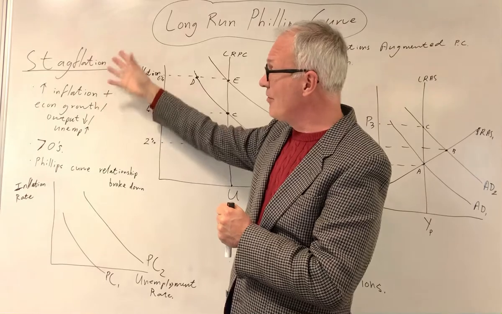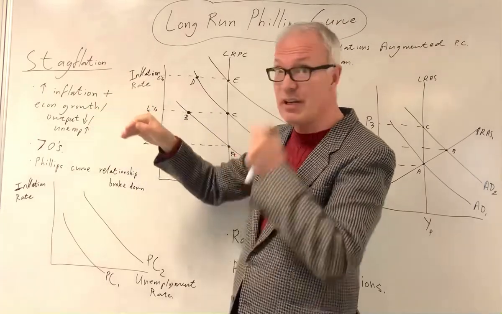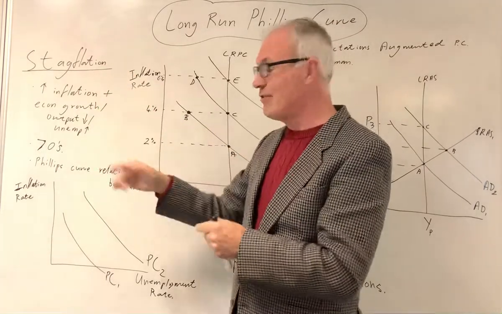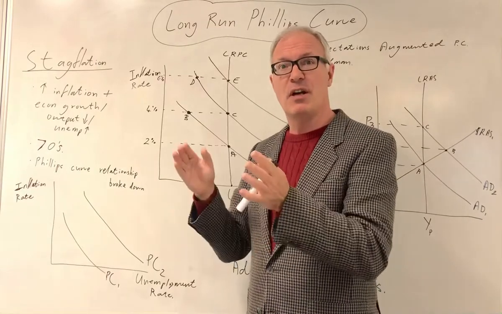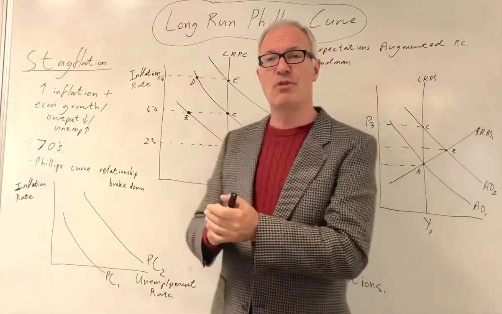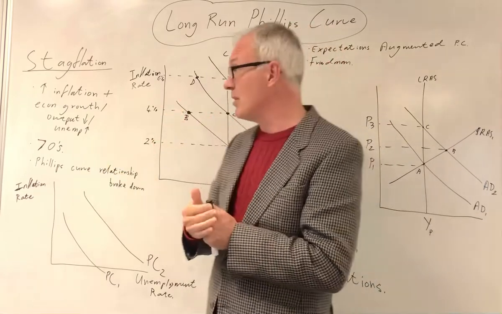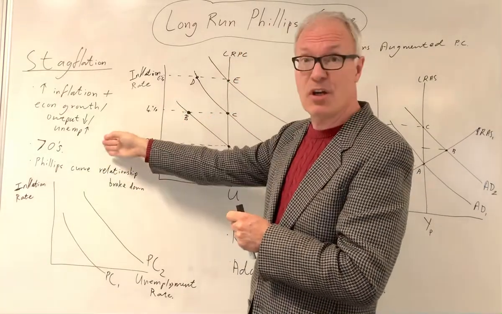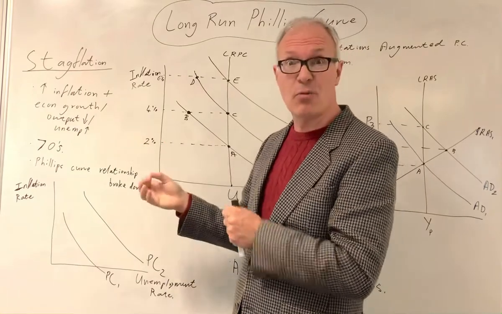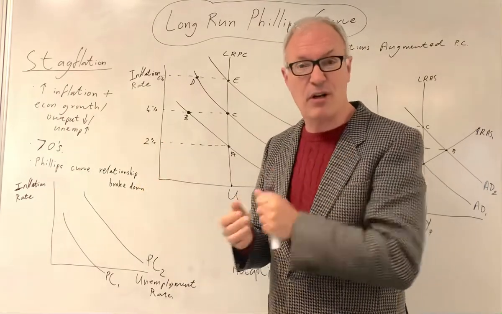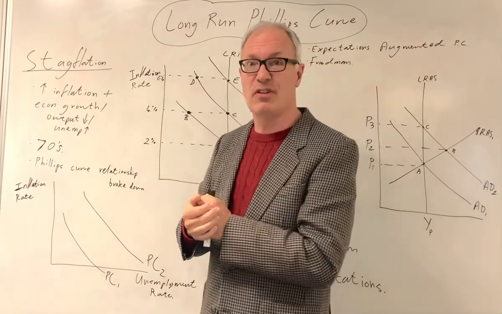So we have this phenomenon of stagflation occurring in the 70s, and you can see that the Phillips curve relationship essentially broke down. There was no longer a simple trade-off between inflation and unemployment. And this occurred in the 70s, partly linked to the oil price shock. There were two big oil price shocks in the 70s.